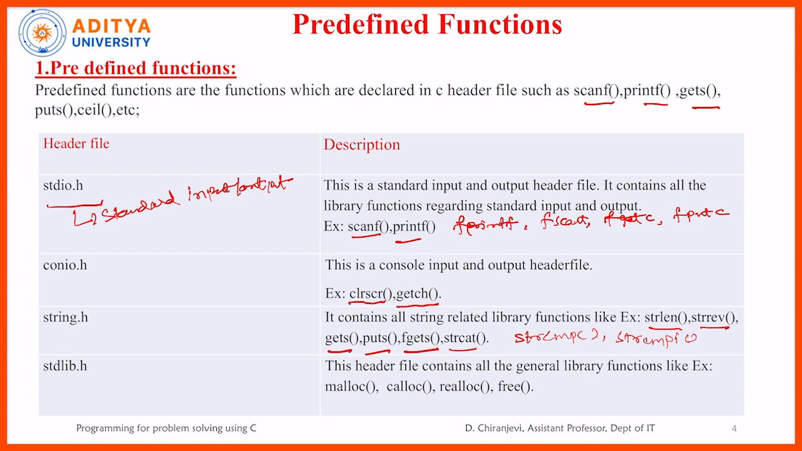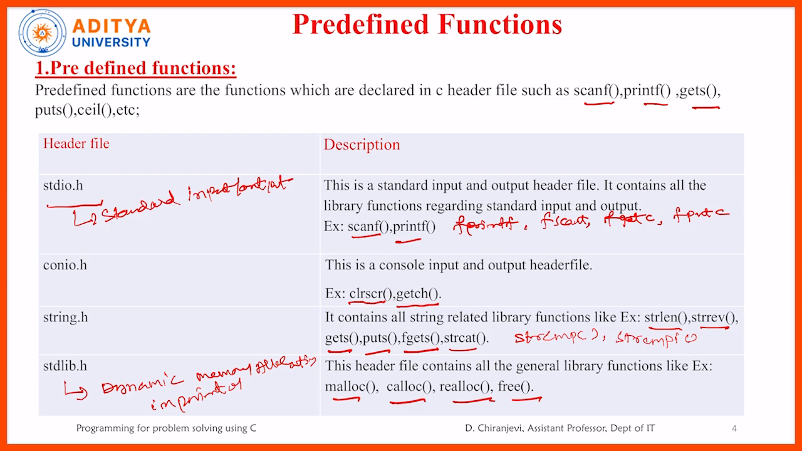Similarly, stdlib.h, the standard library. This is used for dynamic memory allocation in pointers. The predefined functions are like malloc, calloc, realloc, free. These are the predefined functions with their respective header files.